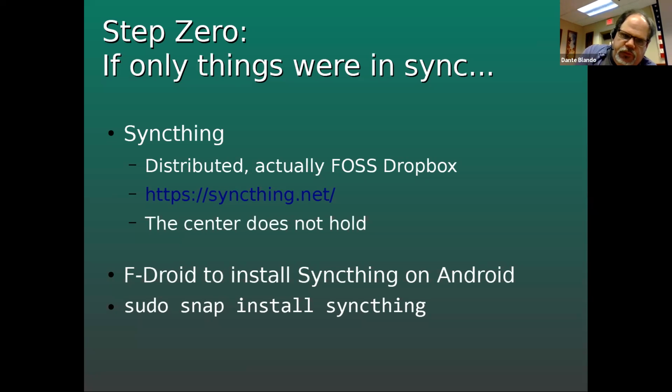Anyway, so step 0, if only things were in sync. Many of you probably have an old Dropbox or whatever account and are annoyed that if you now want to put that on more than 3 machines, you need to pay them. And they're like, well, you'll get terabytes. I don't need terabytes out in the cloud. I just want what I have here. Well, guess what? There is a distributed and really free open source Dropbox type thing, SyncThing.